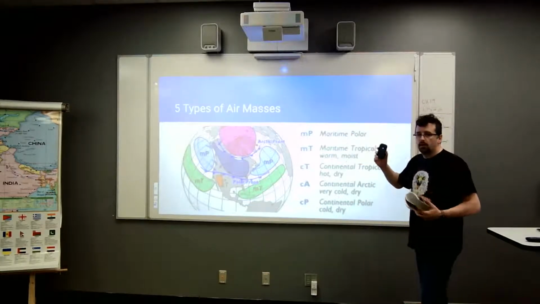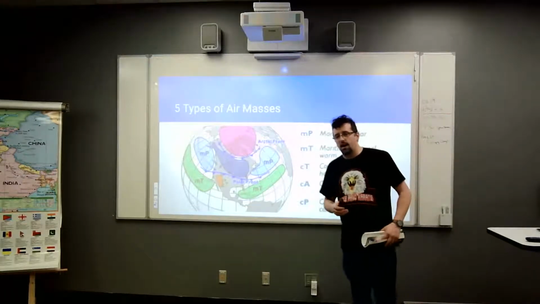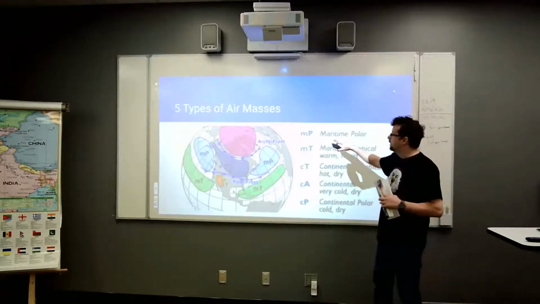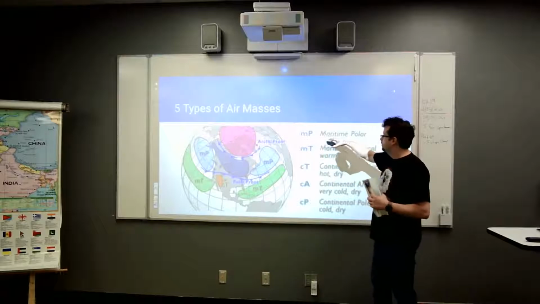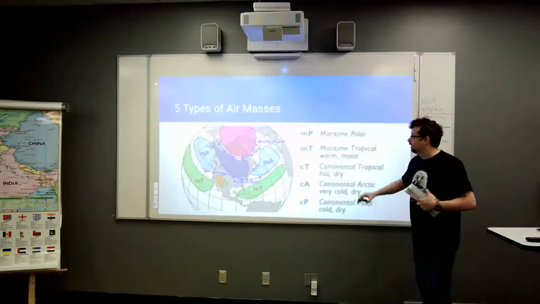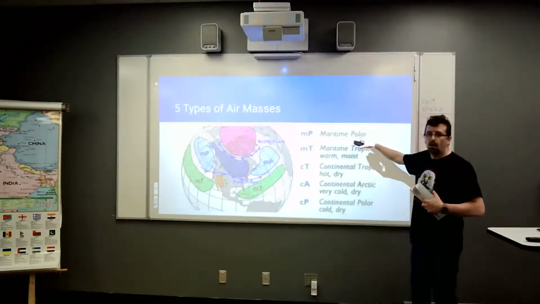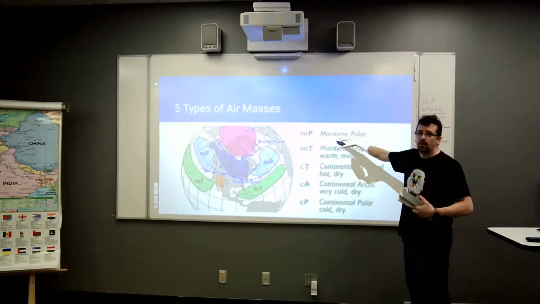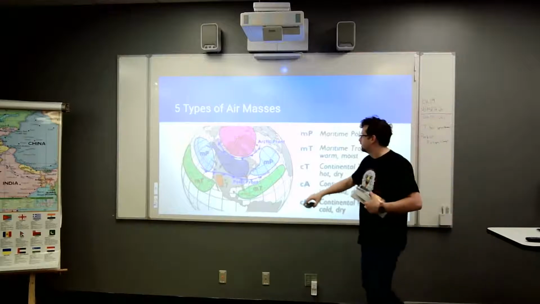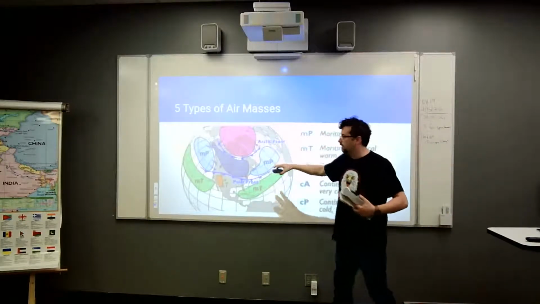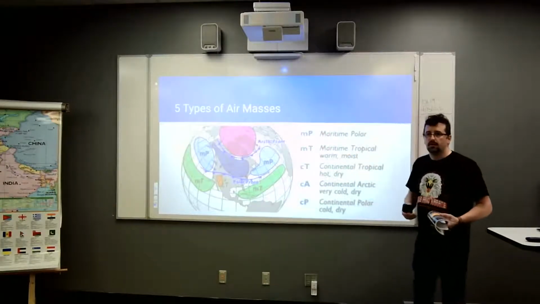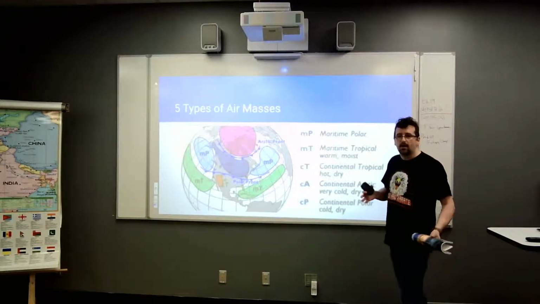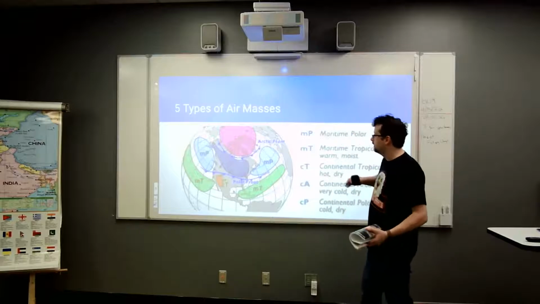So we have the maritime polar, and again, I also like to talk about where words come from. So when you hear the word maritime, I want you to think water, right? I want you to think water. So this is cold water polar, right? Cold water polar, basically, or water cold polar, right? So that happens over the northern Atlantic and the northern Pacific for us. Right, and then you have the maritime tropical. So again, we got the maritime, which means water, okay?